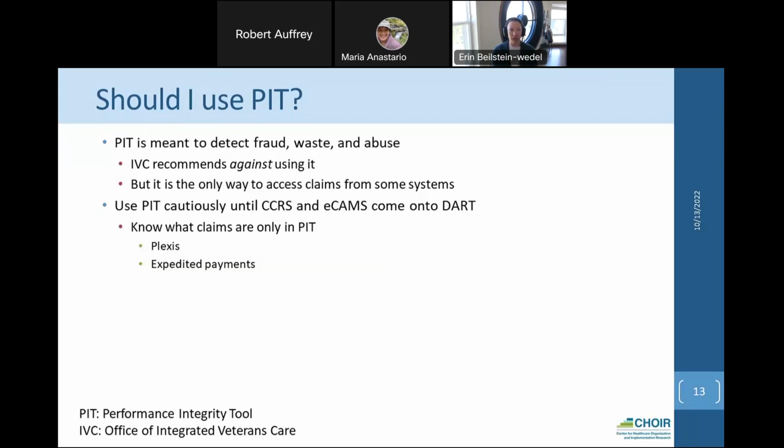Right now, it's the only way to access Plexus claims and CCRS and eCAMS claims until those come onto the Dart. And I think people like using it because it is kind of a consolidated system. It has the FBCS claims in it also. I would say that you should use PIT cautiously until CCRS and eCAMS come onto the Dart. And you should also understand why you're using PIT so that you can rethink those reasons as time goes on and the systems change.